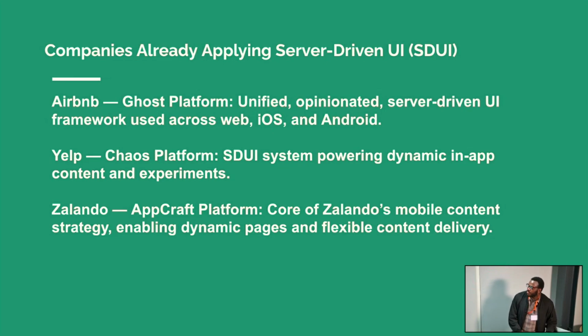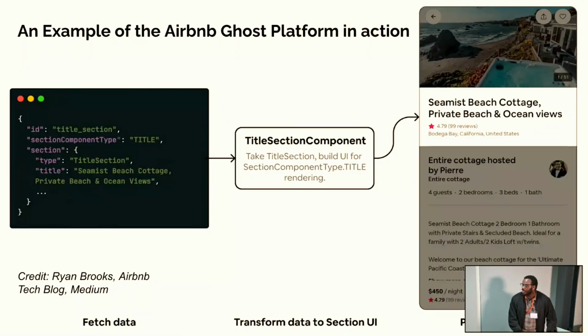We also have Yelp, which has the Chaos platform, and we have Zalando, and they have the AppCraft platform. Now, these companies have taken the concept that we're talking about and built in-house frameworks around this. And in the next slide, we'll take a look at an example of how Airbnb uses this in the app that they have in production.